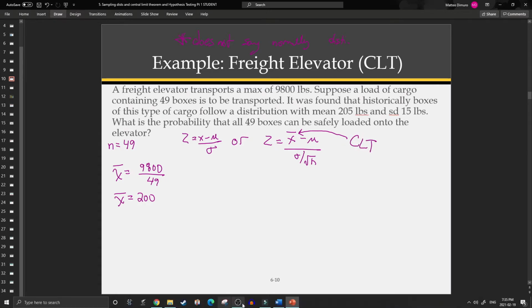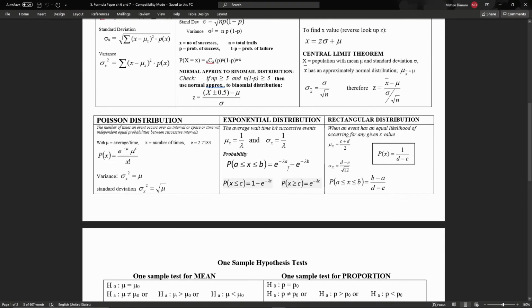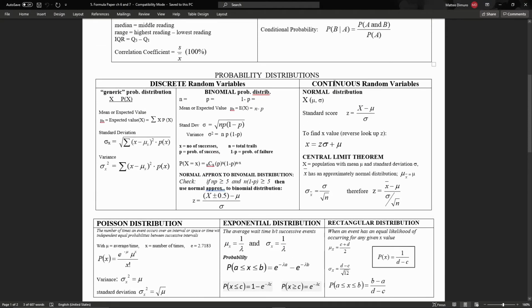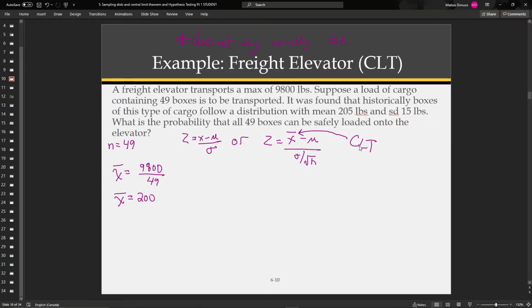I just want to show you on the formula sheet because this week we have an updated one. Right here in continuous random variables, there's the central limit theorem down here. So there's the standard error, and then there's the new Z-score formula that we will be using if it's a central limit theorem question.